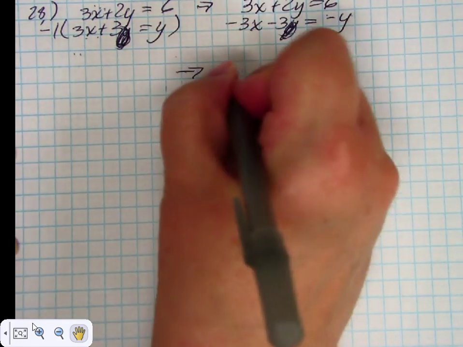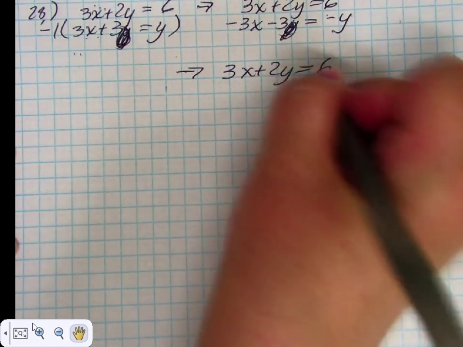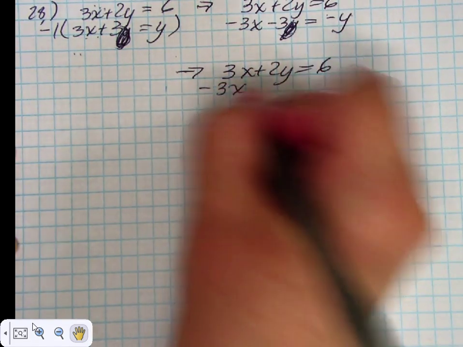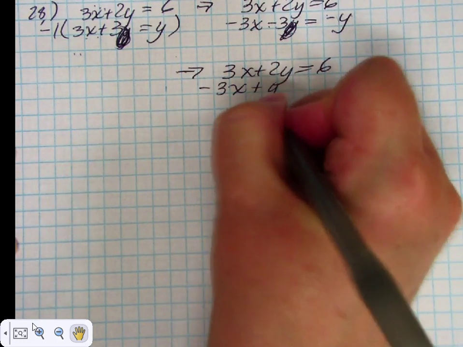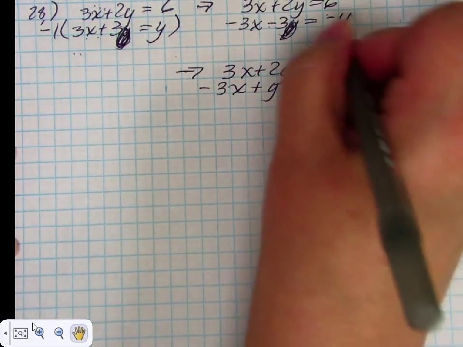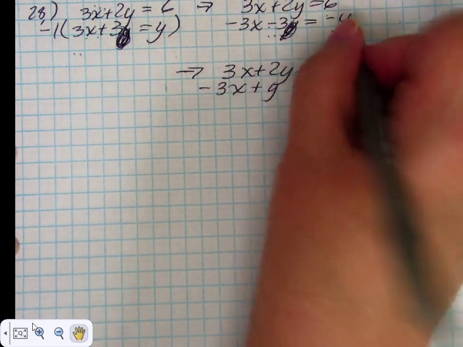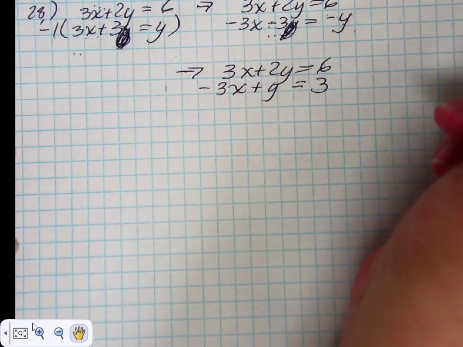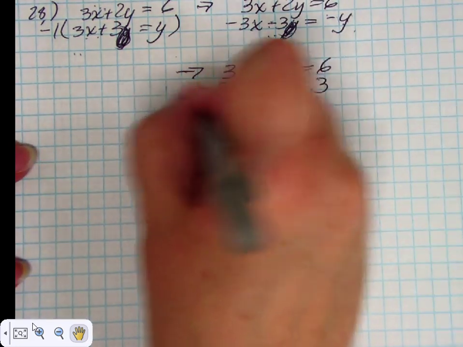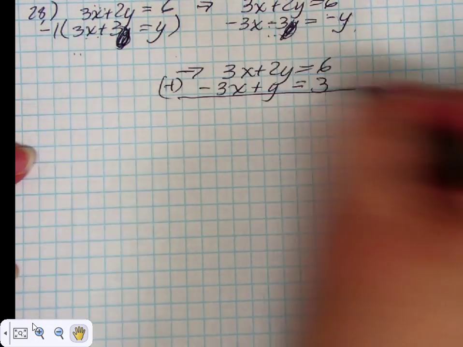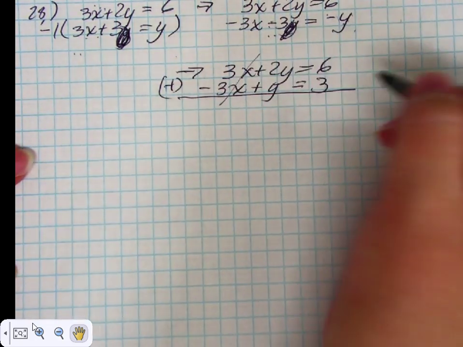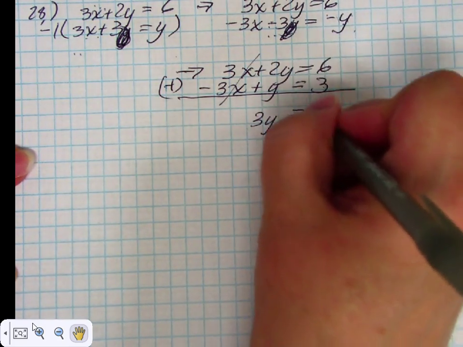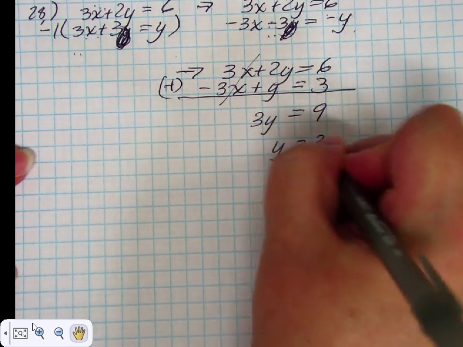Let me go over here. 3x plus 2y is equal to 6. If I were to rearrange these two, I want you to realize that this would be negative 3x plus y is equal to a positive 3. That's adding y to both sides, adding 3 to both sides to rearrange those. Remember, as I take it over an equal sign, I change the signs. So now, we are ready to add down. 3x minus 3x, gone. 2y plus y is 3y. 6 plus 3 is 9, so y is equal to 3.